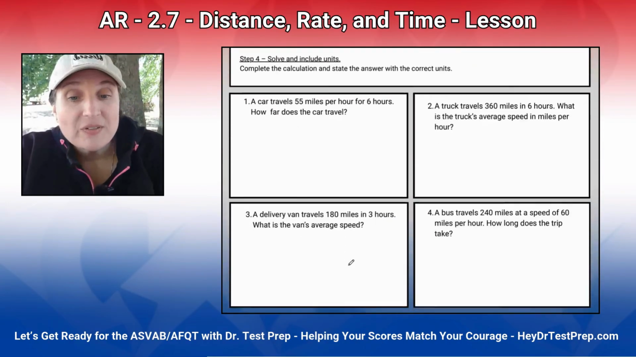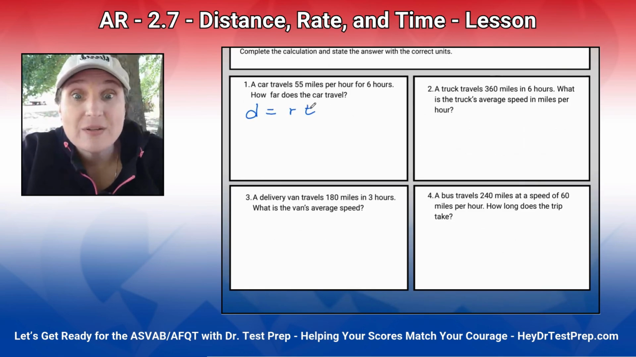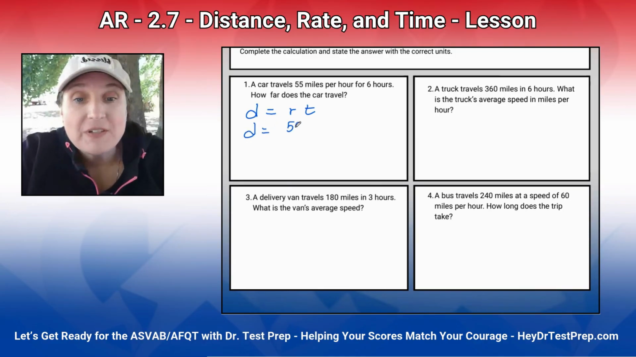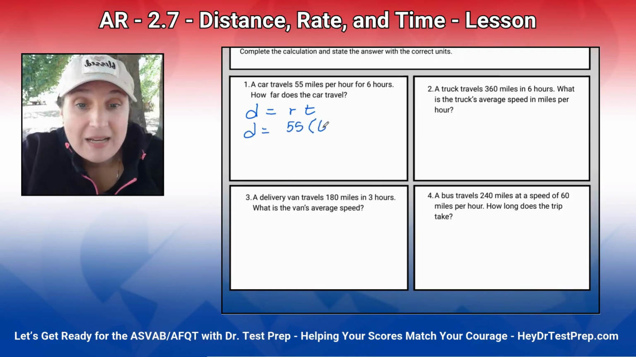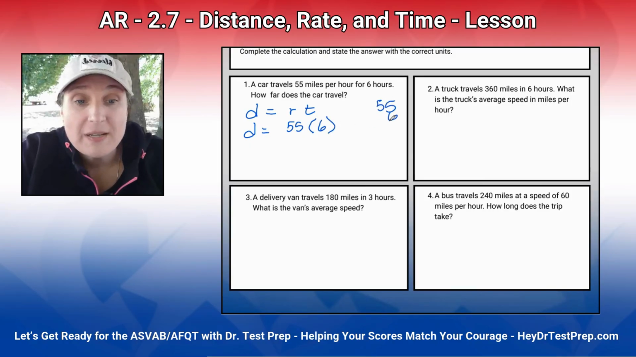A car travels 55 miles per hour for 6 hours. So remember our formula, distance equals rate times time. So my distance is 55 miles times 6 hours. And that's it. 55 times 6, 0 carry the 3. So we've got 330 miles.